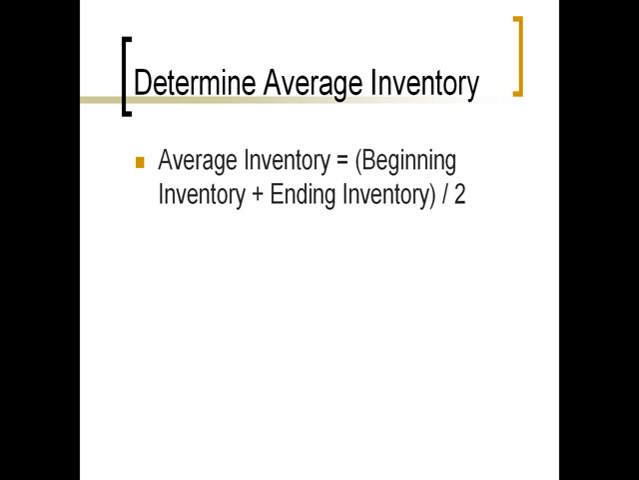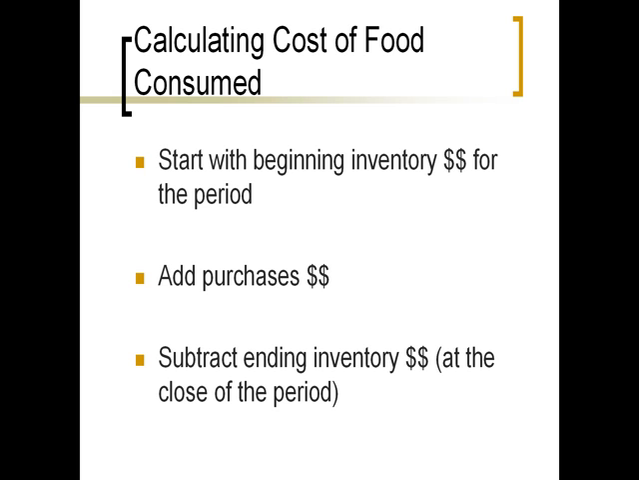And if we're looking at annual, you could do this. You might look at the monthly, or the beginning inventory of every week, and then divide that by 52, since there are 52 weeks in a year. But just basic, to make it easy, we do beginning plus ending divided by 2.